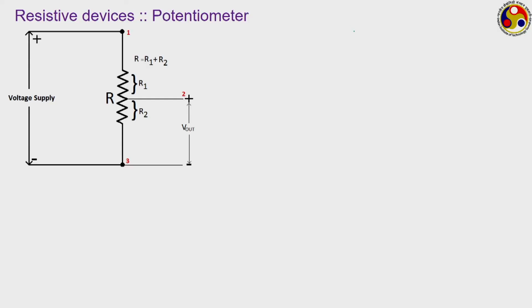As we know, the resistance of any resistor R is equal to rho into L by A, where L is the length of the resistor, A is its cross-section area, and rho is the resistivity, a property of the material. Now, if the resistor is made of uniform cross section and the material properties remain uniform, then R is directly proportional to L. So, as the length changes, resistance will also change, and accordingly we can get a measure of this length.